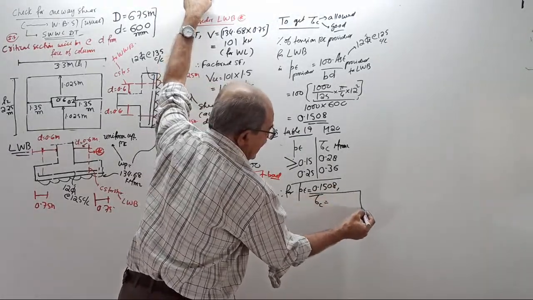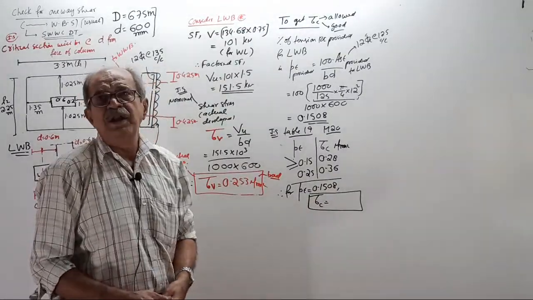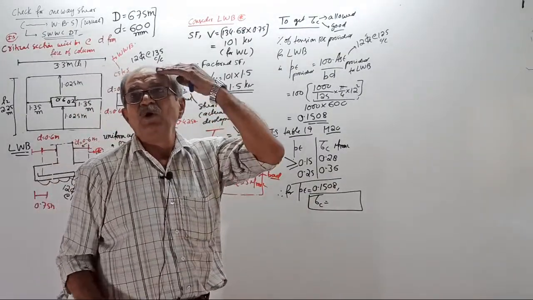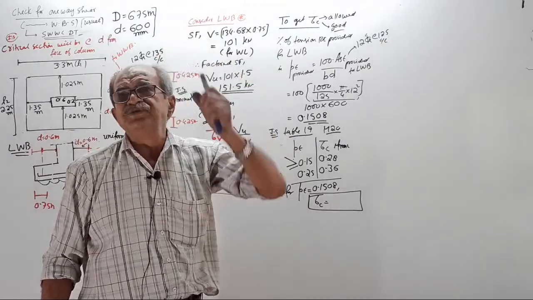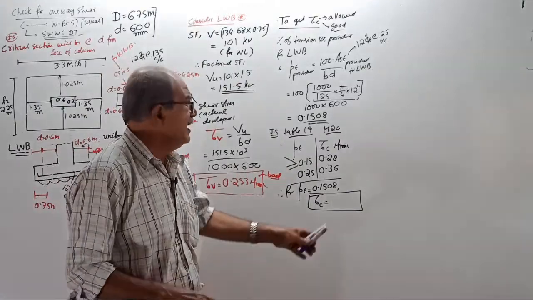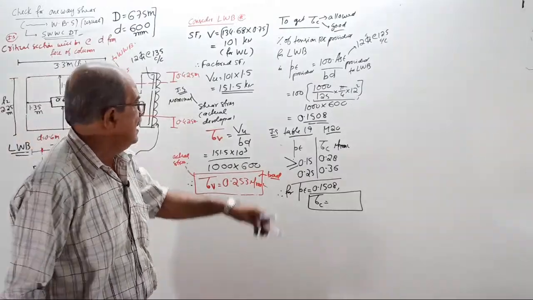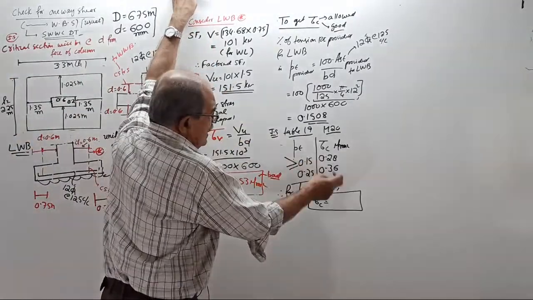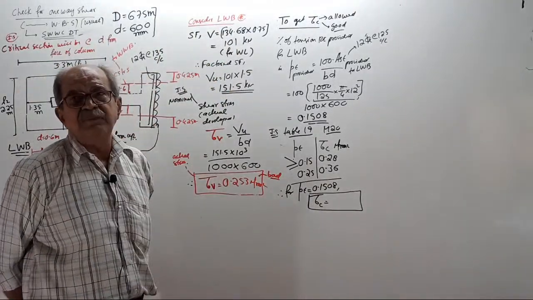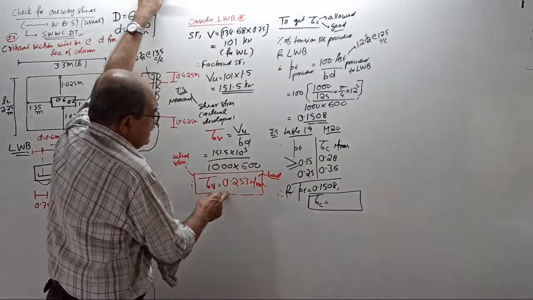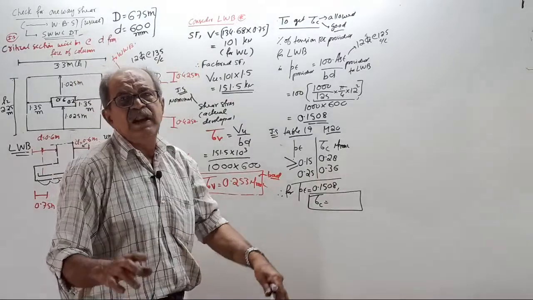Tau C is the allowed stress. Actually, you don't have to interpolate. Wait, I forgot one thing. You can use Excel. Yes or no? Okay, you can use Excel. Anyway, interpolate and get the answer. Actually, interpolation is not required because your shear stress is 0.25. It has to come more than 0.28. So you can conclude there only.